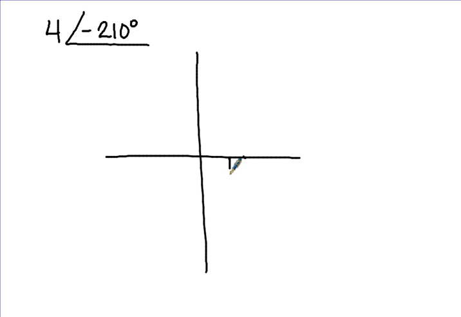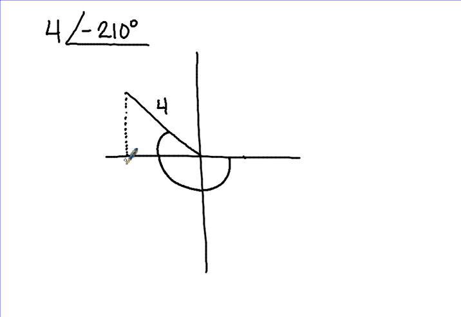If I start moving from here to here is 90. If I keep going, I have 180. Somewhere right in here is going to be 210 degrees. So since it's a negative angle, we start at the positive x and move clockwise. And then I can draw my vector out. My vector length is still 4. Nothing changes. And I'm going to connect my line segment to the x-axis.